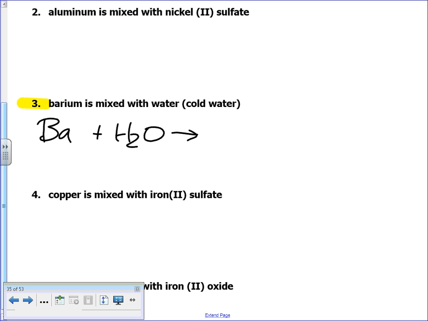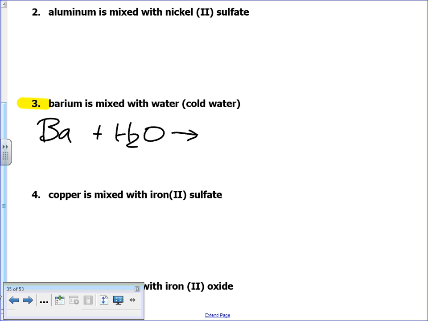Or on the, I don't have a list in front of me. Yes, I do. Is barium able to replace hydrogen from cold water? Yes. I'm going to hold mine up. At the very top of the activity series, it says replaces hydrogen from cold water. So when it says replaces hydrogen, what is barium switching with?